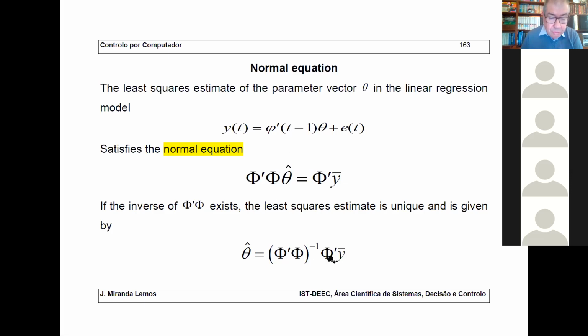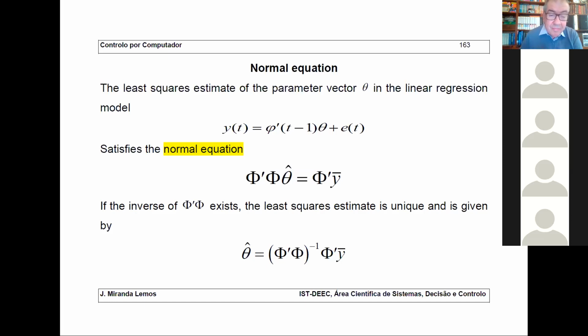Now, if you have as many parameters as data points, capital Phi is square, and you have the inverse of phi times the inverse of phi transposed. That cancels with phi transpose, so theta hat is just phi inverse times y bar, the result that we know.